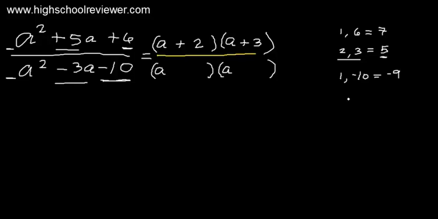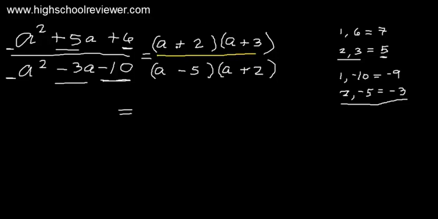And we also have 2 and negative 5, and the sum of this is negative 3. As you can see, we now have our factors here, positive 2 and negative 5, which will give us the sum of negative 3. So we can use these factors. We can put negative 5 here, and we can put positive 2 here.